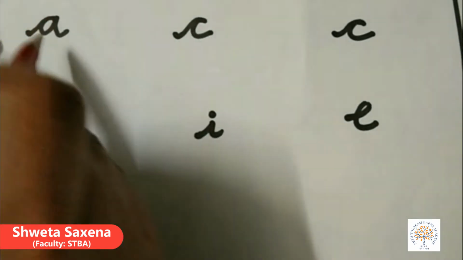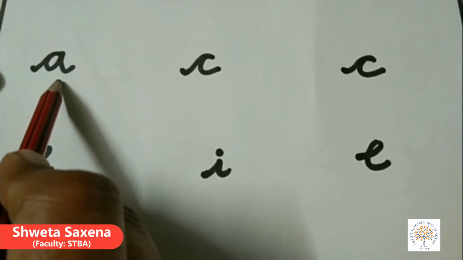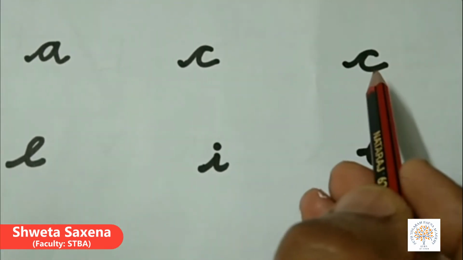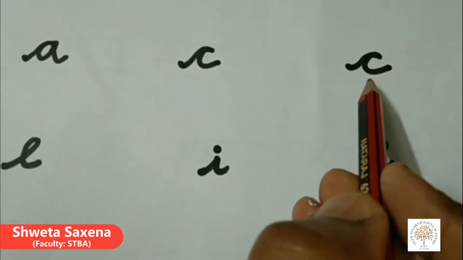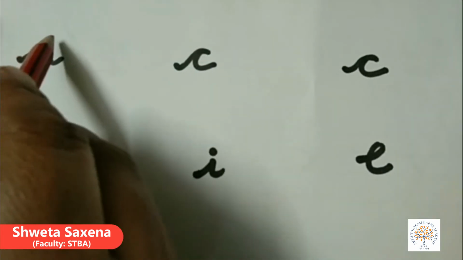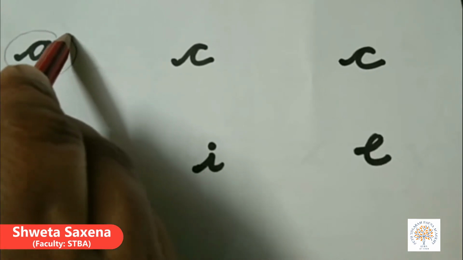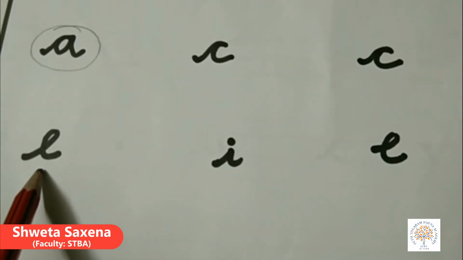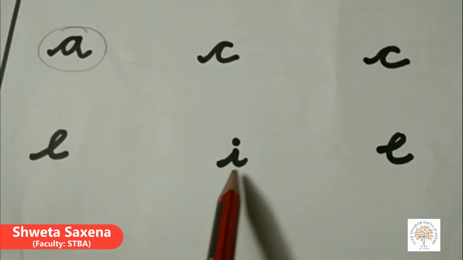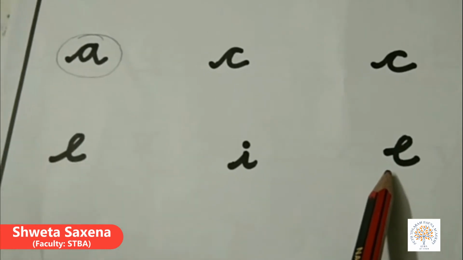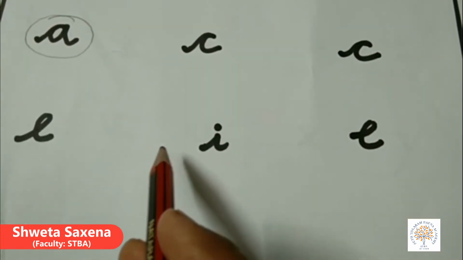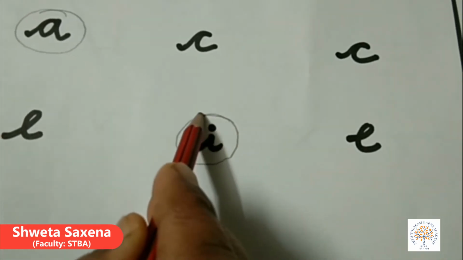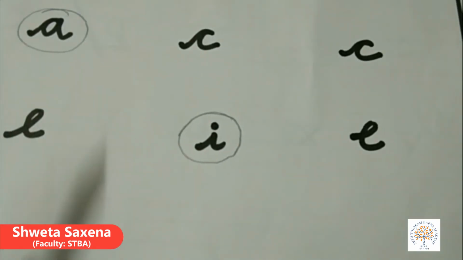Then come to the next. Letter A. Cursive A. C. C. Tell me, which is the different one? A. This is the different letter. You have to circle it. Letter E. I. E. Which is the different letter? Letter I. You have to circle the I. Now, hope you understand.